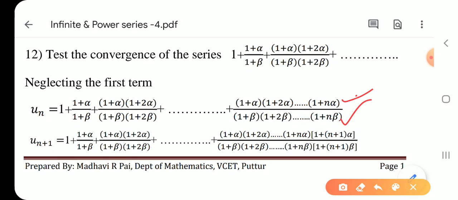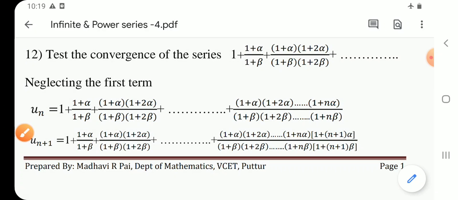So for un plus 1, in the place of n we will put n plus 1. So up to here we will write. The next term would be one more: 1 plus n plus 1 alpha, 1 plus n plus 1 beta. Let us find the ratio now.